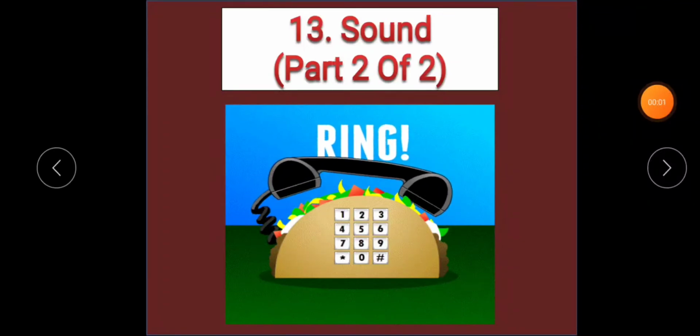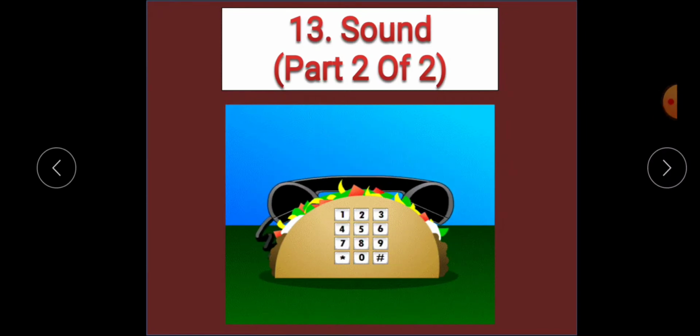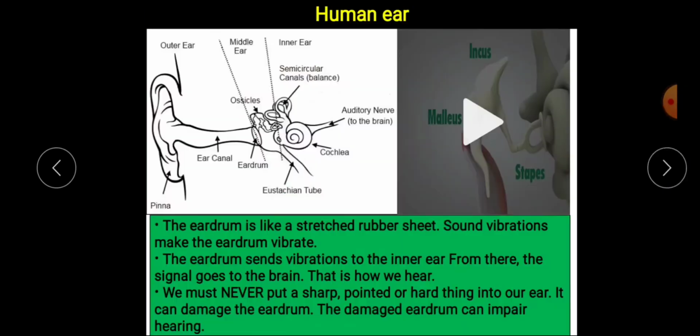Hello children, today let's see the second part of our class 8 science textbook, chapter 13, that is sound. So today first we are going to see the human ear. First of all, let's discuss the various parts of the human ear.